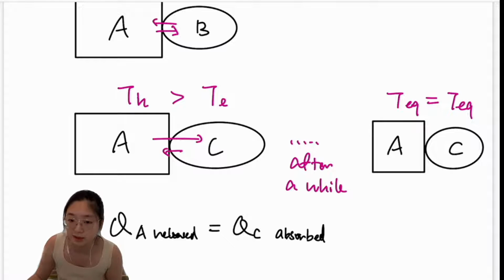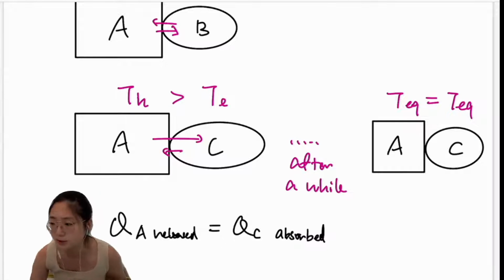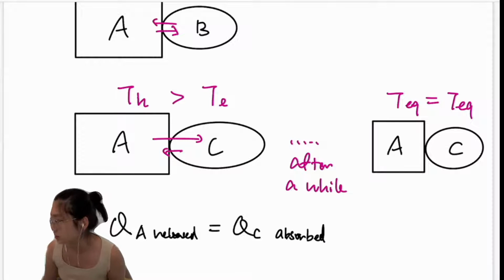So water is acting like our surroundings. Yes, in calorimetry, water is acting as the surroundings. Of course, you can use some other material, but usually we use water.